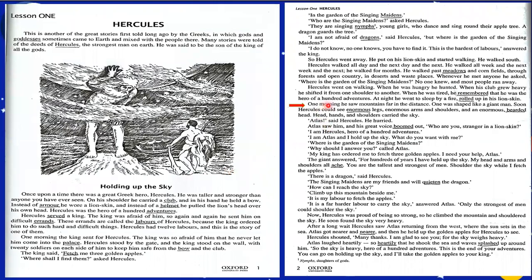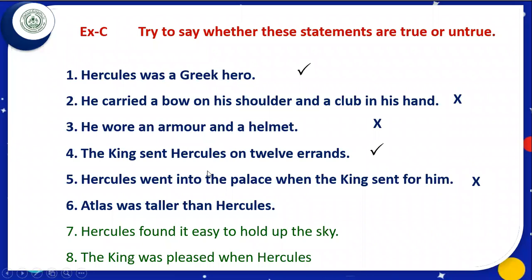Yes, if we look here, one morning he saw a mountain far in the distance. One was shaped like a giant man. Here, giant means very big. Okay, very big means Atlas was taller than Hercules. We can see here in the picture also. Can you see? Atlas is taller than Hercules. Yes, we have seen the information here in the lesson. Then Atlas was taller than Hercules? Yes, this part is true. What shall we do? We'll write a tick. Let us move to the next part.